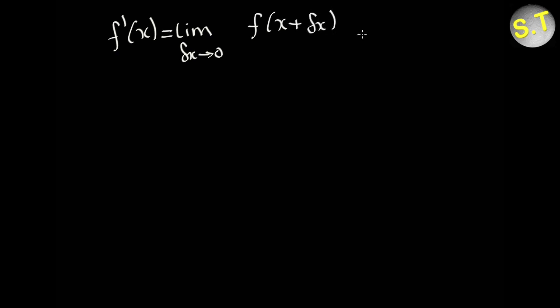Its formula is given by the first derivative of the function f of x is equal to the limit as some small change in x approaches 0 of the original function plus the small change, take away the original function, all divided by the small change delta x. So what does this mean?